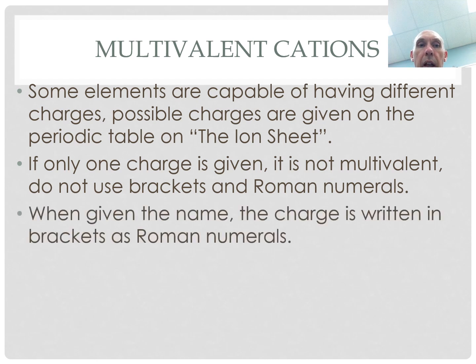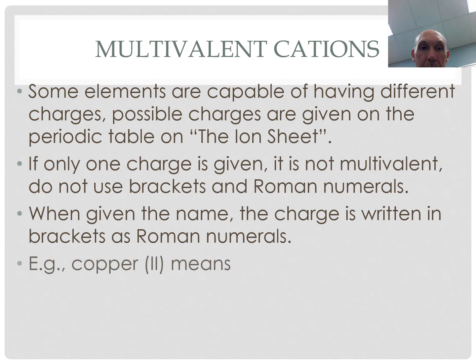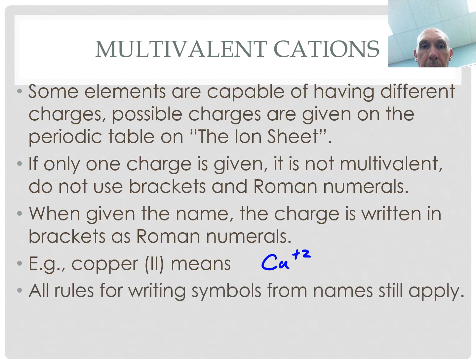However, when giving the name, the charge is written in brackets as Roman numerals if it is multivalent. So, copper was one of the elements on the page that had 2 different charges. Copper in brackets and then 2 capital I's means it's a copper with a +2 charge. All the rules for writing symbols still apply to get their names.